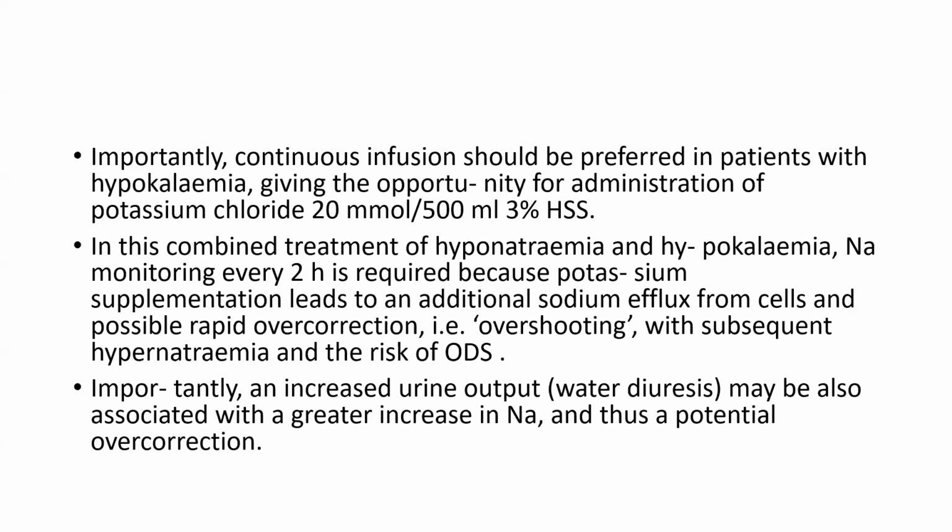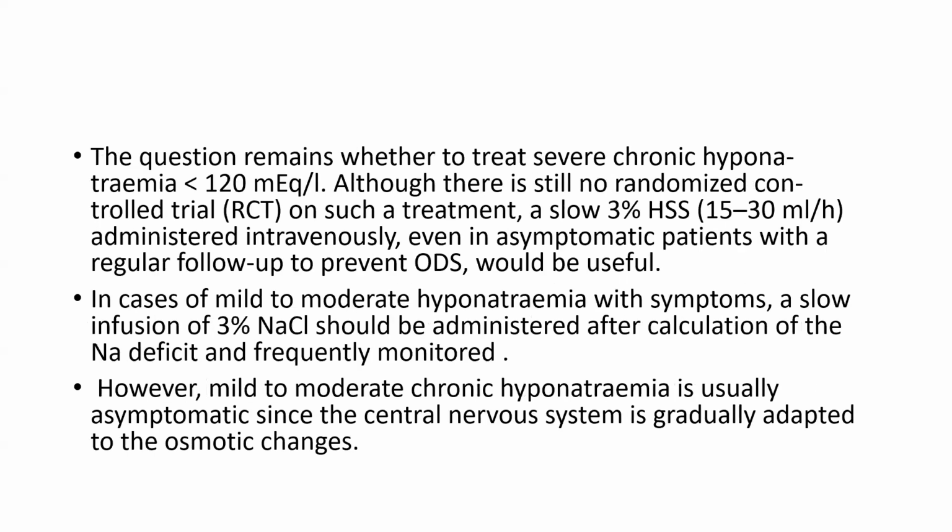Importantly, an increased urine output may also be associated with greater increase in sodium and thus potential overcorrection. The question remains whether to treat severe chronic hyponatremia of less than 120 milliequivalents. Although there is no randomized controlled trial on such a treatment, a slow 3% hypertonic saline of 50 to 30 ml per hour administered intravenously, even in asymptomatic patients with regular follow-up to prevent ODS, would be used.